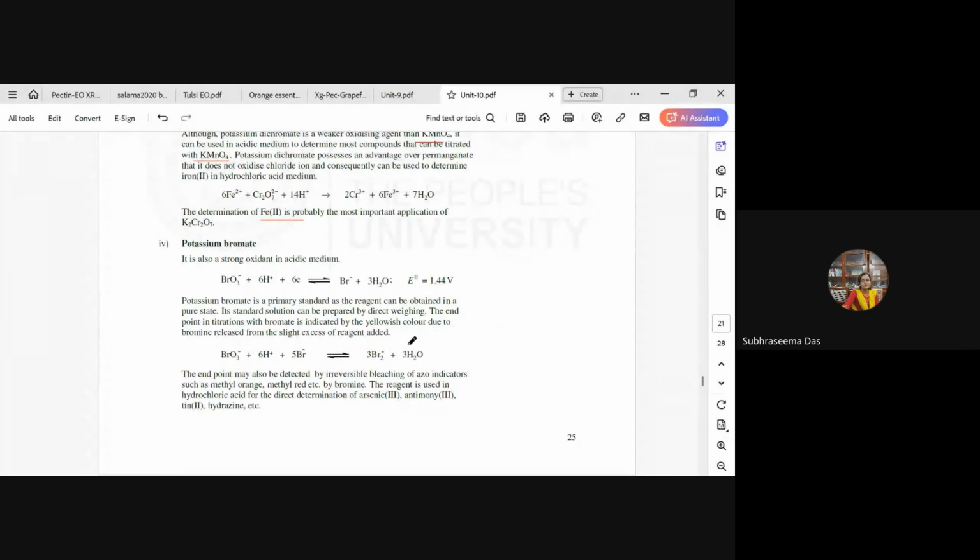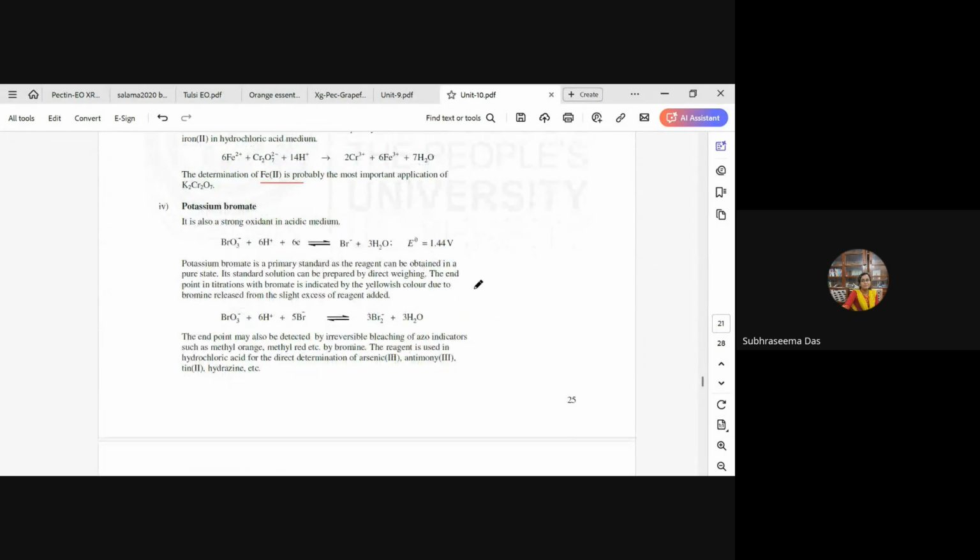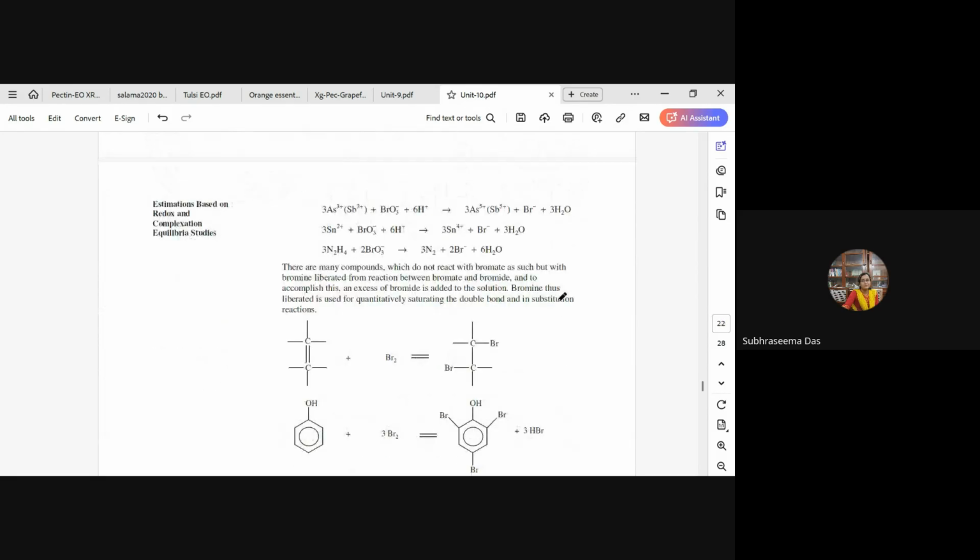Then potassium bromate, it is also a strong oxidant in acidic medium. It is a primary standard, and the reagent can be obtained in a pure state. Its standard solution can be prepared by direct weighing. The endpoint is indicated by the formation of a yellowish color, due to the bromine that is released.